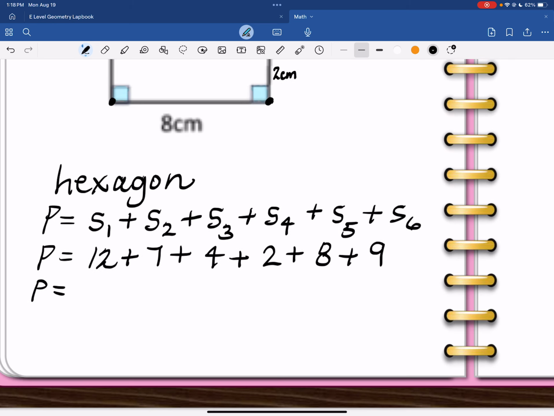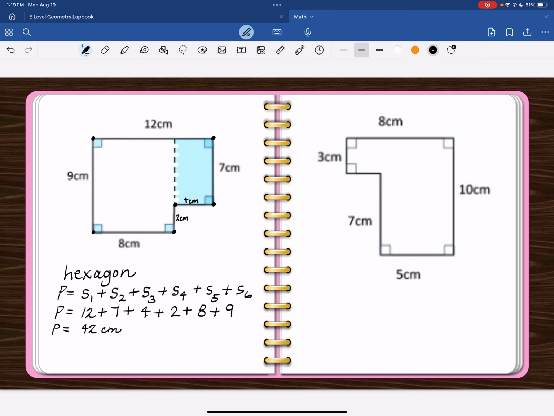All right, 12 plus 7 is 19, plus 4 is 23, 25, 25 plus 8 is 33, and 33 plus 9 is 42. So 42 centimeters around this hexagon.